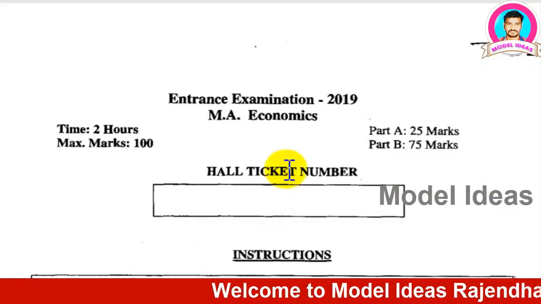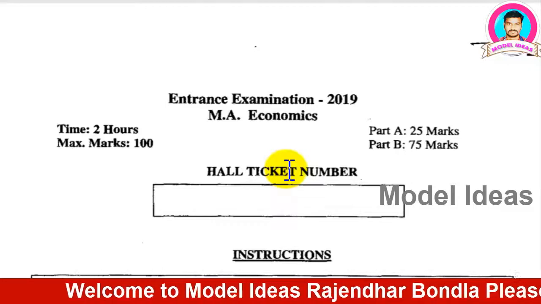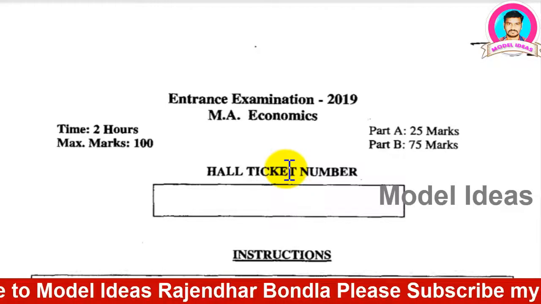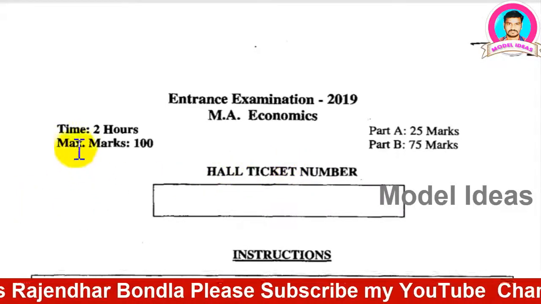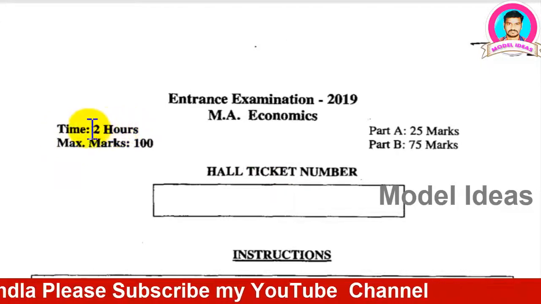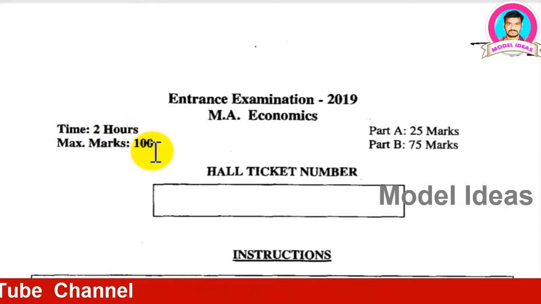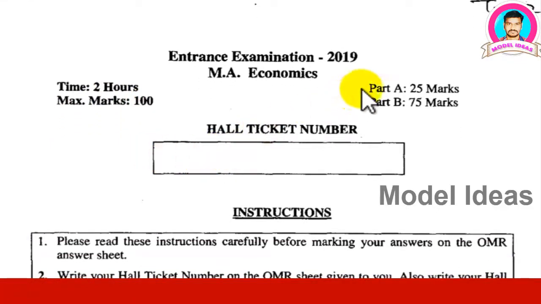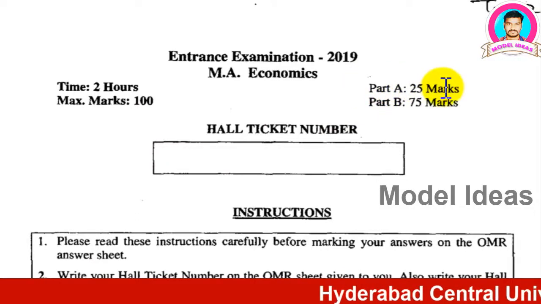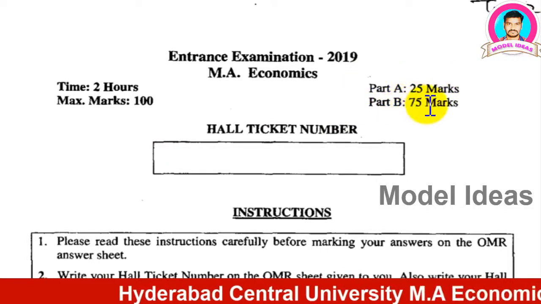For those who wish to go for MA Economics in Hyderabad Central University, you have 2 hours, meaning 120 minutes, and 100 questions. These questions are multiple choice. Your question paper is divided into 2 parts: Part A has 25 questions for 25 marks, and Part B has 75 marks.